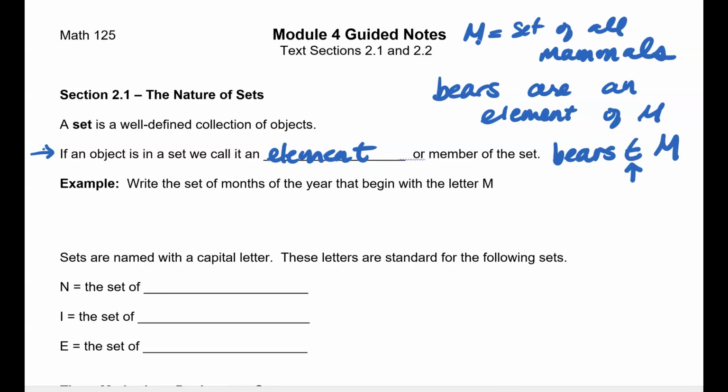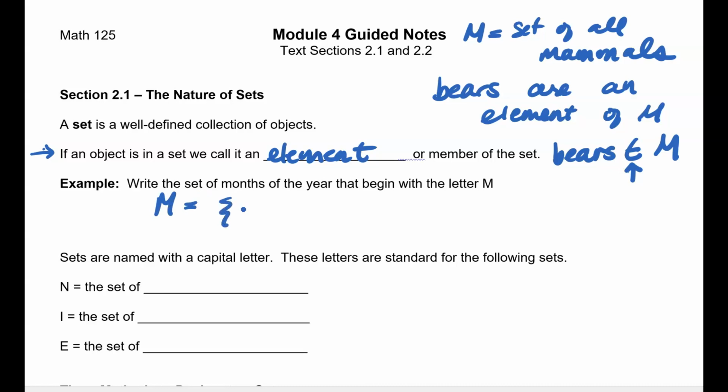Now, why did I pick M? I just picked that letter because mammals start with M. You can pick whatever letter you want. Usually we use capital letters to denote a set. So this example says, write the set of months of the year that begin with the letter M. So I could choose to use M again if I wanted to, just because months start with M, but you could use Z or any letter you want. So months of the year that begin with the letter M.